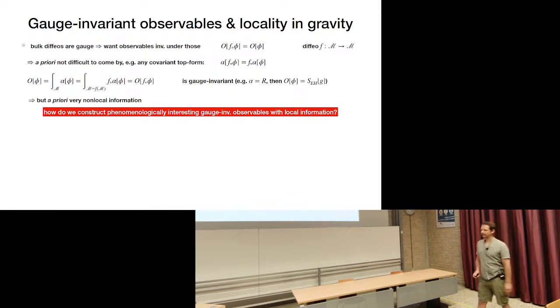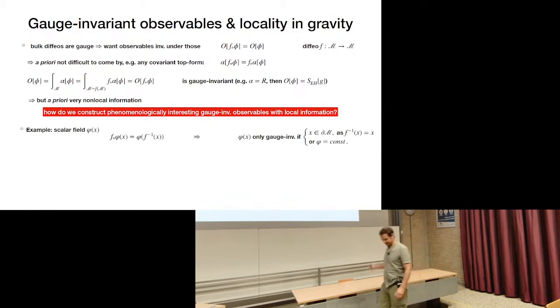And so the more interesting or relevant question is, how do we actually construct phenomenologically relevant gauge invariant observables that have some local information? And there's, of course, as many of you know, the tension between gauge invariance and locality, or at least in a traditional sense of locality in gravitational theories. And you can see that at the level of a scalar field. So scalar fields will be denoted by var phi as opposed to this here, which is a field configuration.